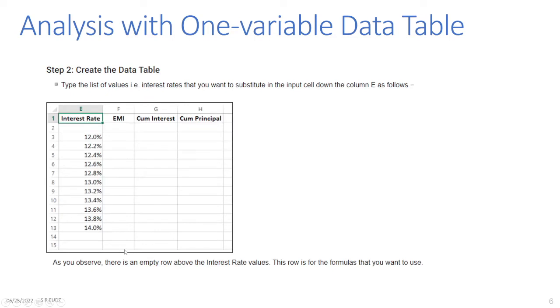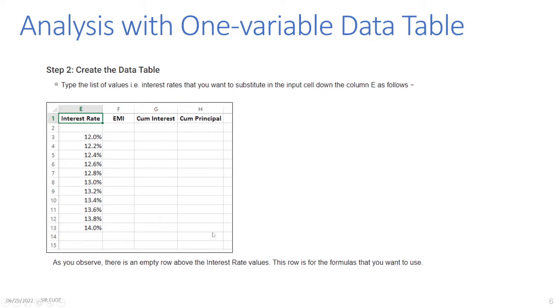Step 2, create the data table. So type the list of values, so the interest rate that you want to substitute in the input cell down the column E as follows. So we have the interest rate. So we have 12.0, 12.2, 12.4 until 14, for example. As you observe, there is an empty row above the interest rate value. So we have here an empty row. This row is for the formulas that you want to use.